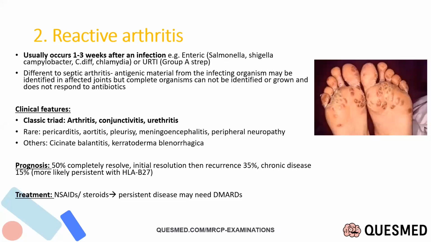It's the antigenic material from the infecting organism that is identified in the joints, rather than an actual organism being there. So we don't grow anything if we aspirate the joint, and it doesn't respond to antibiotics. You get that classic triad of arthritis, conjunctivitis, urethritis, so can't pee, can't see, and you have other rare features such as aortitis, pleurisy and pericarditis.